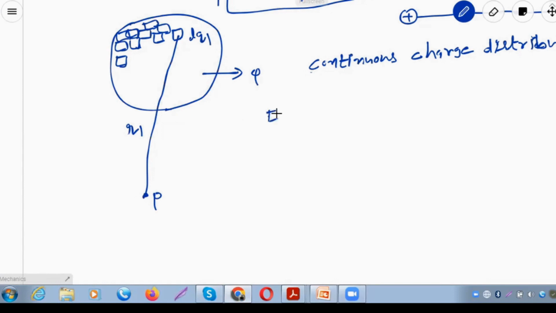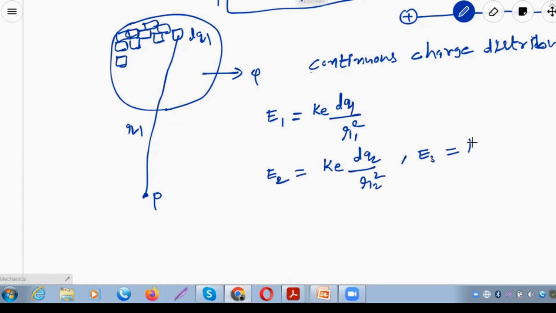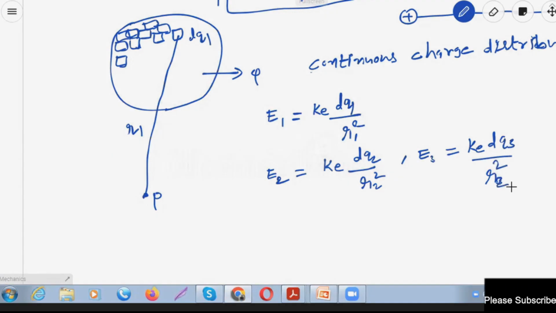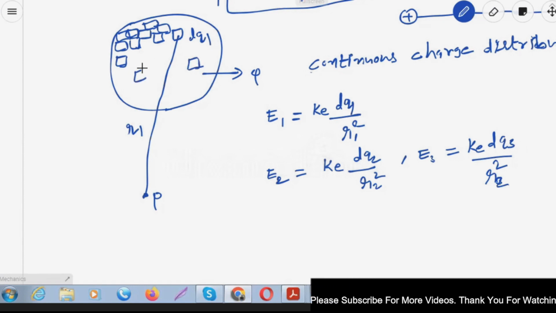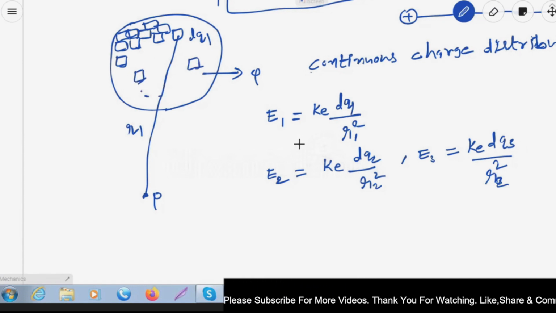I'm writing from that, E1 is equal to KE into dq1 by R1 squared. Similarly, E2 is equal to KE into dq2 by R2 squared. Similarly, E3 is equal to KE into dq3 by R3 squared. Can I write it like this? Yes, sir. So dq1 is like this, dq2 is like this, dq3 is like this, and so on.